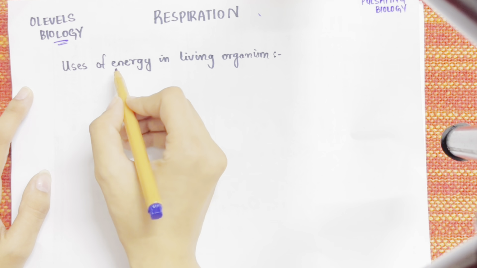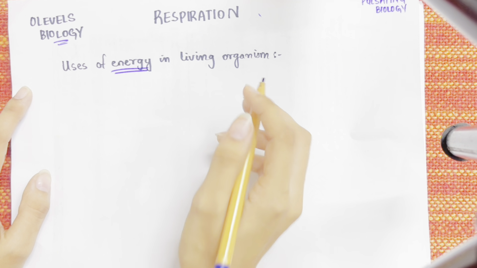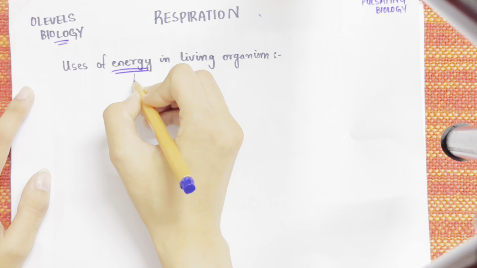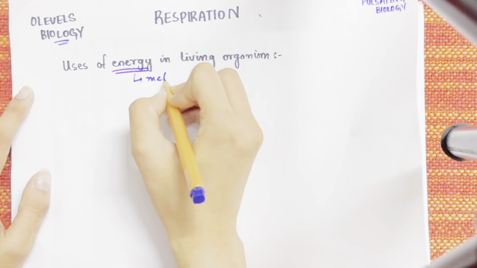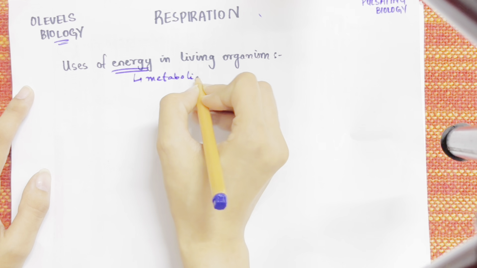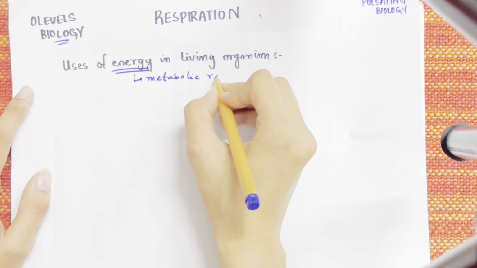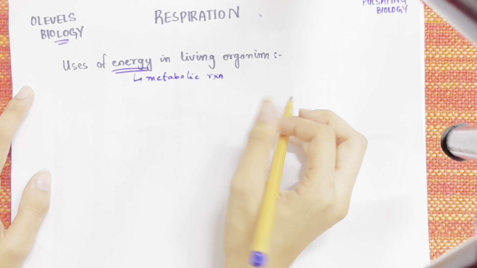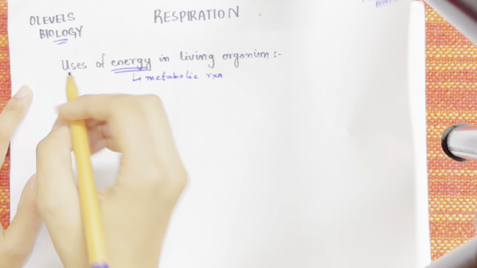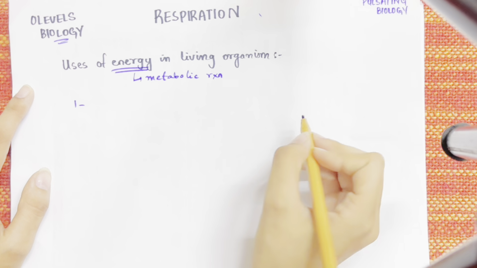When we talk about energy, you need to understand that energy is required for all sorts of metabolic reactions, whether they are catabolic or anabolic. That means all kinds of reactions that are taking place in the human body. And for what reasons? We are going to learn by lining them up.